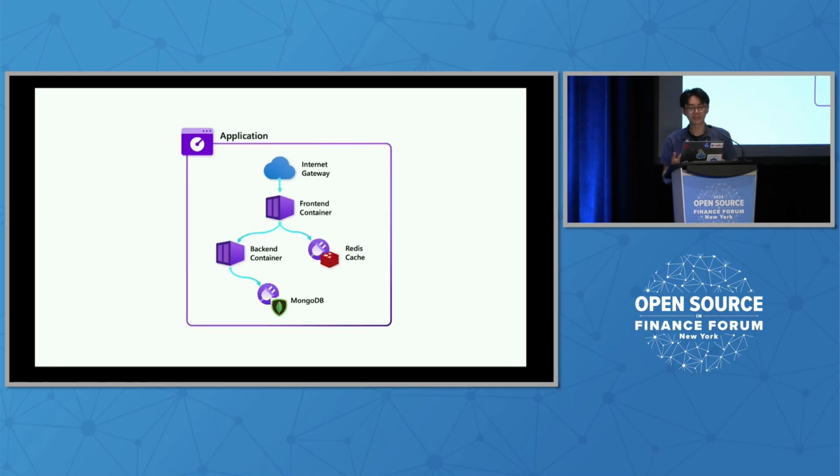So to represent the concepts of Radius a little bit more visually, I'm showing a sample application architecture here. You have an application that has two containers, backed by data stores that are based on open source technology. So theoretically, this is all very portable, right? You can take this application and probably run it across clouds fairly easily.